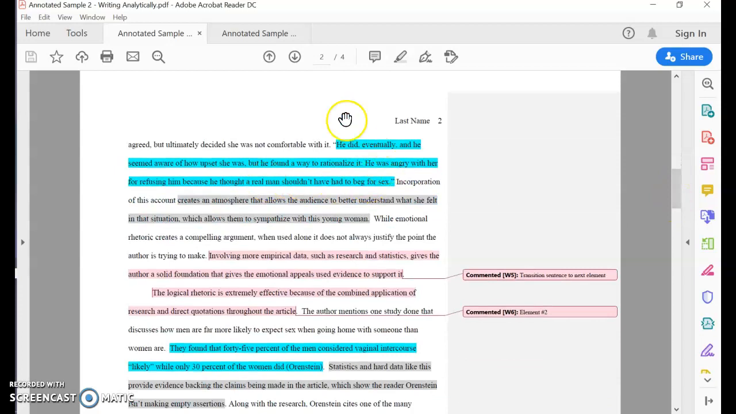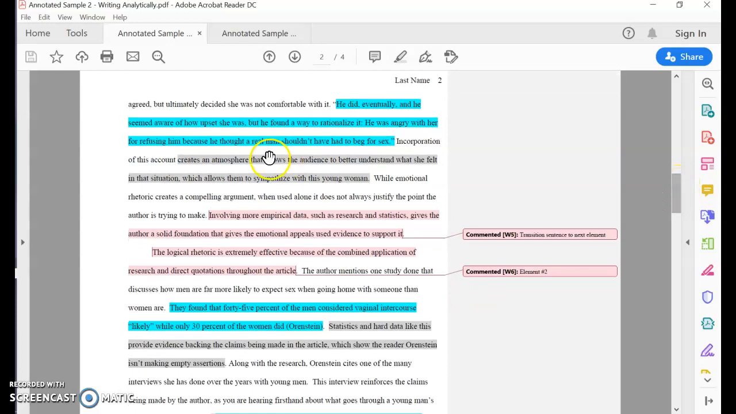As you can see, we have evidence directly, and she does the longer quotes here, but as long as you pull through with your analysis right afterwards, you're more than fine, okay? So by virtue of this quote, she creates an atmosphere that allows the audience to better understand what she felt in that situation and allows them to sympathize with the young woman. So regardless, if you haven't read the article, you can still see how she's breaking it down and talking about the effect of this appeal here.